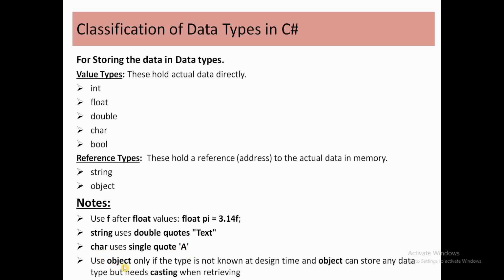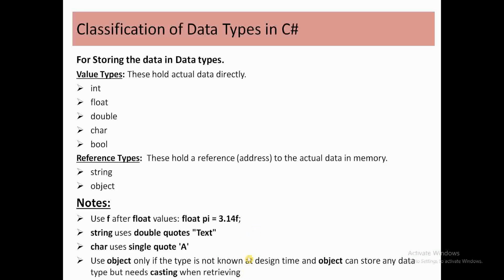Use object only if the type is not known at design time. Objects can store any data type but need casting when retrieving. If we want to use object in a situation where we do not know the type at design time, then we can use this one. We can go with this object data type, but keep in mind that at the time of retrieving the data, we have to use typecasting, which I will tell you in a later section.